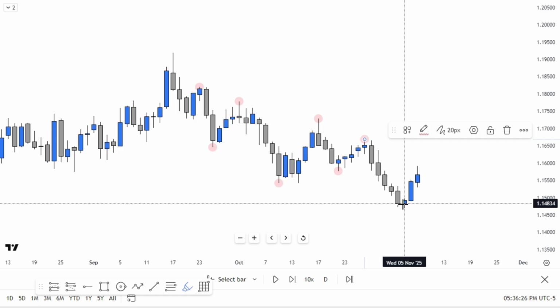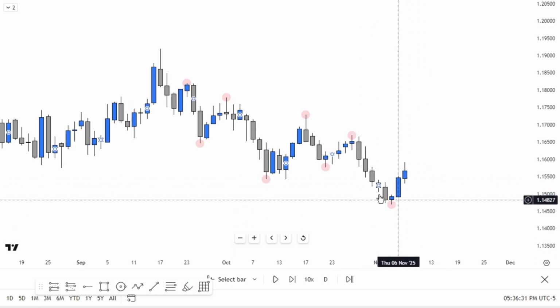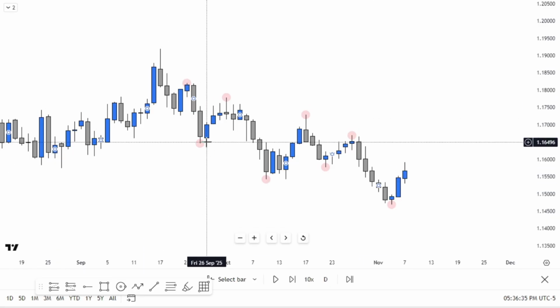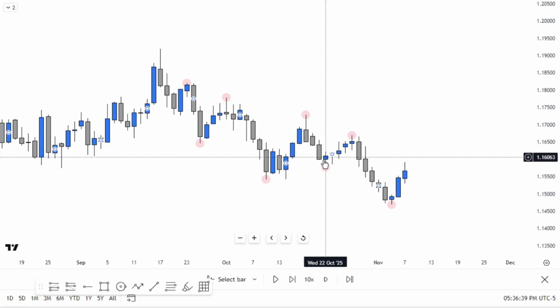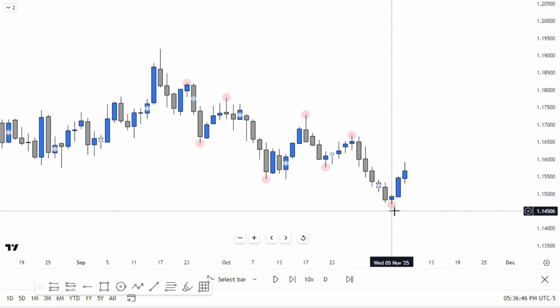And price does exactly that. It dropped lower, giving us another lower low. So we have lower high, lower low, lower high, lower low, lower high, higher low, then lower high, and then lower low. So price continues to go in a downwards pattern.